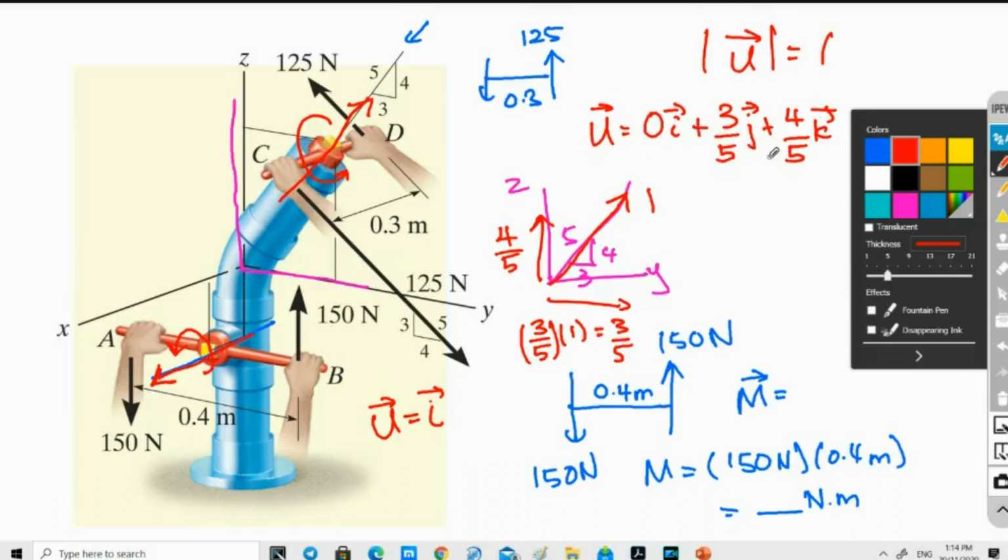Once you get this unit vector, you multiply by the magnitude of the moment. When you use M equal to F times D here, multiply by the unit vector, you will get the moment in Cartesian vector form. So as you know, M equal to M times u. So yeah, okay, moving on.